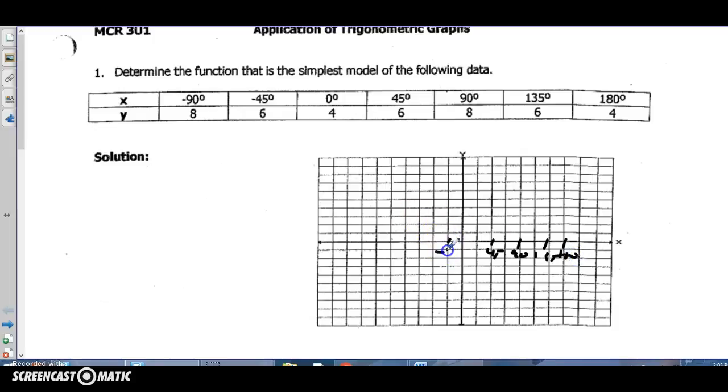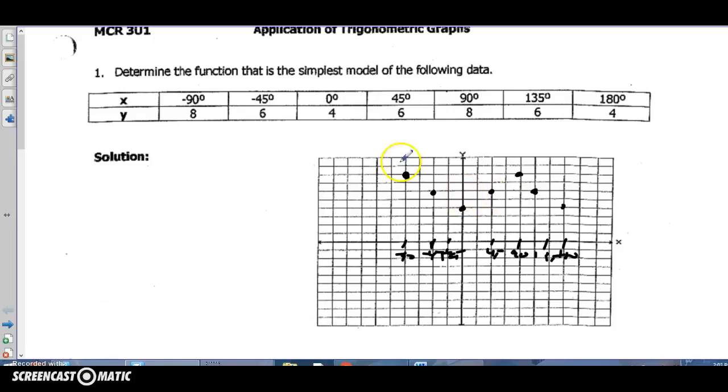And same here, minus 45, minus 90, and then we'll just use our regular scale here. So that's 8 here, 6 here, the 4 is here. So I'm down to my minimum. I better be bouncing back up here, I think. At 45, I get back up to 6, good. And then at 90 it's 8, down to 4.